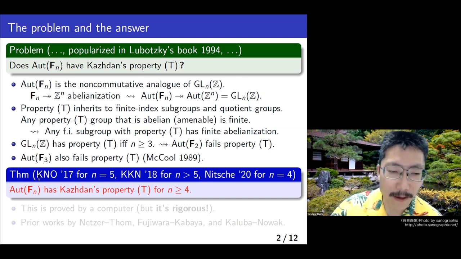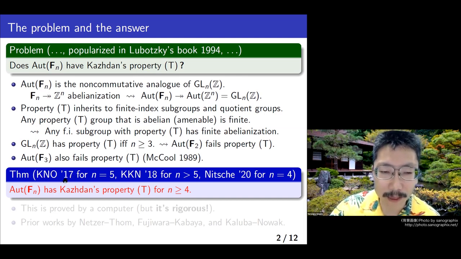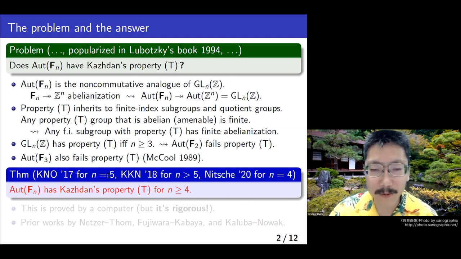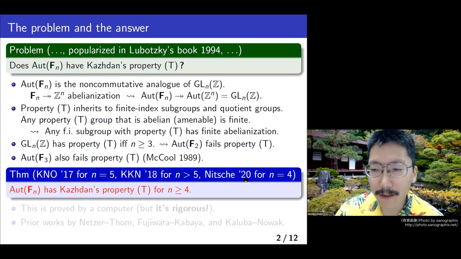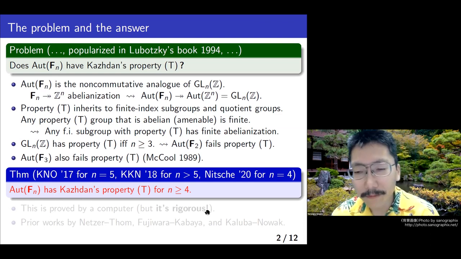So Kaluba, Nowak, and myself found that this group has property T for n equal 5. Strange number. It's not 4, it's 5. And then the subsequent work by Kaluba, Kielak, and Nowak proved that they have Kazhdan's property T for infinitely many n larger than 5. And finally, the remaining case, n equal 4, was solved only last year by Nitsche.